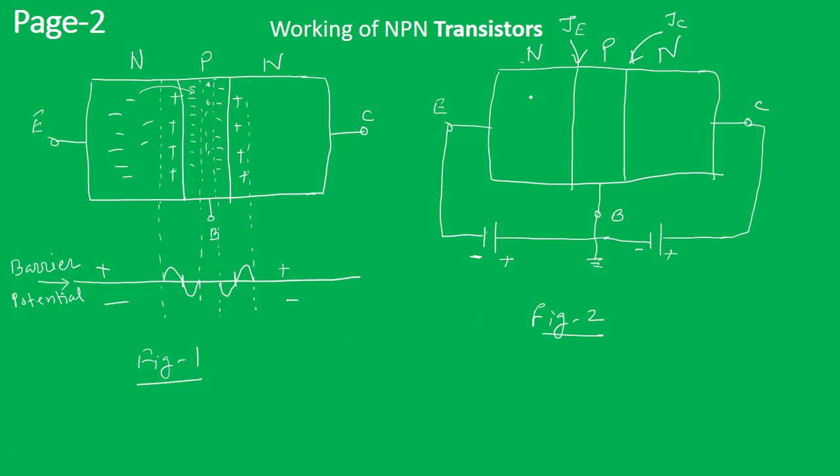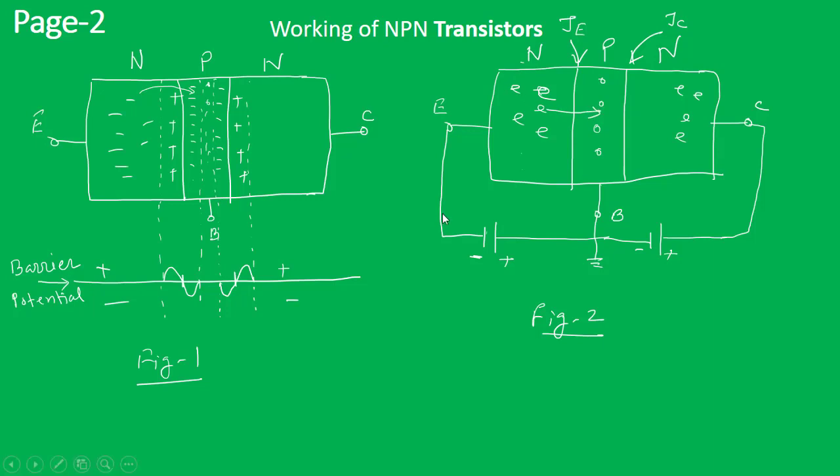Here the electrons are the majority charge carriers. Here we have some holes, and once again here we have the electrons. Now as soon as we apply the forward bias, these electrons, which are in heavy concentration here, will start moving.